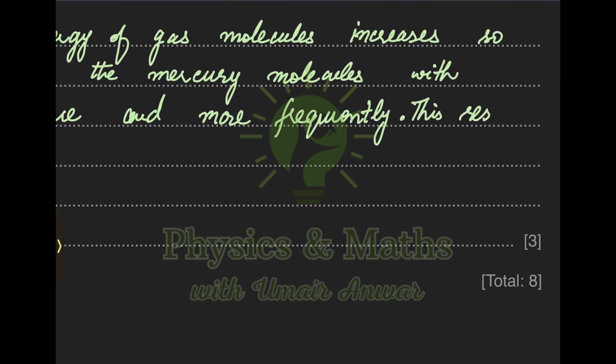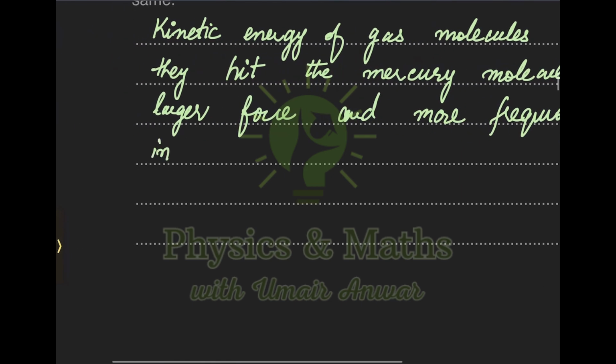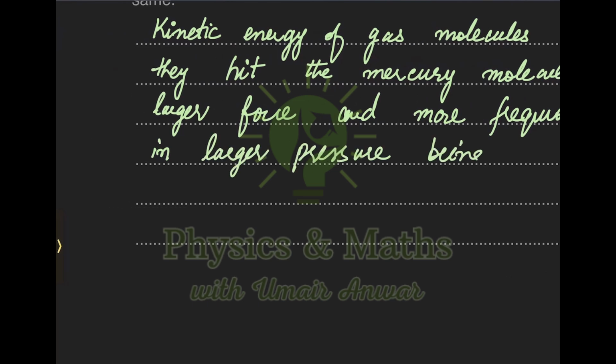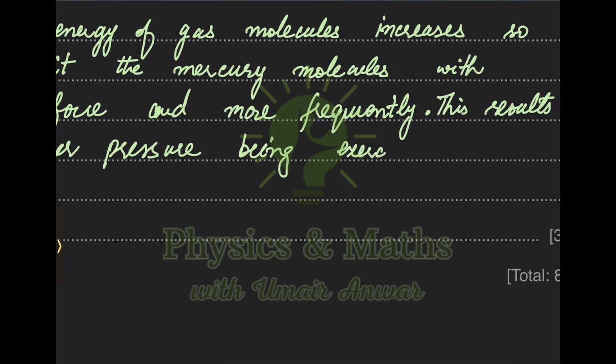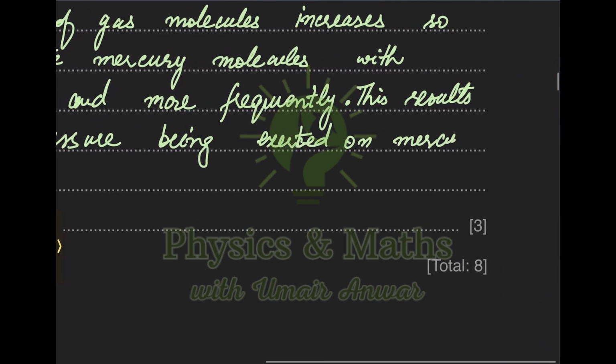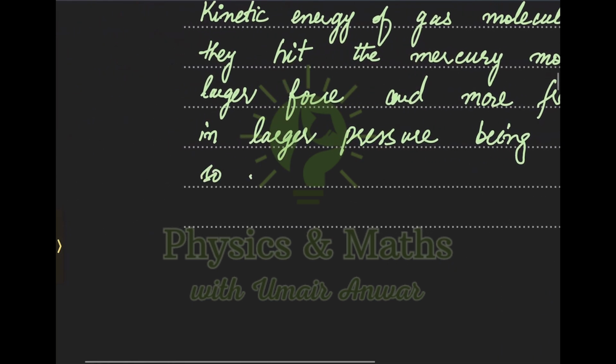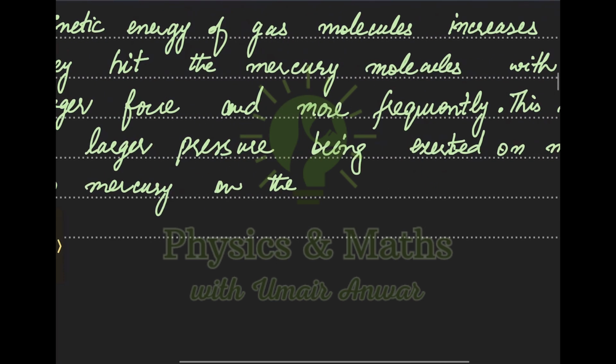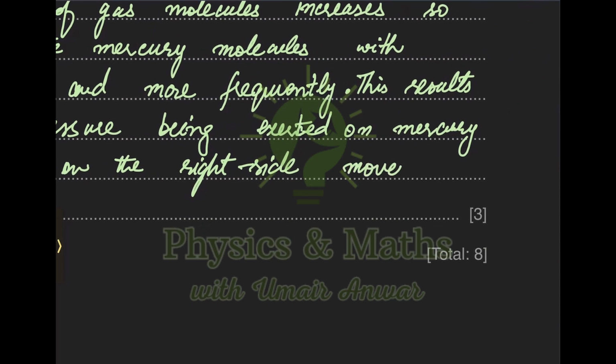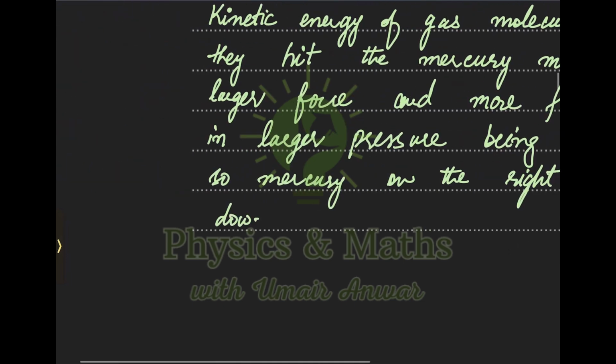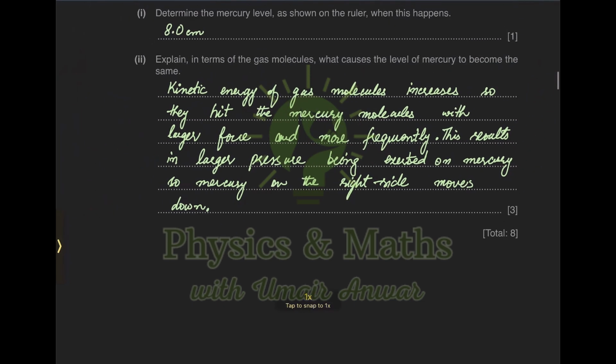This results in larger pressure being exerted on mercury. So that is why the mercury on the right hand side will move down. So the mercury on the right side of the tube moves down and the mercury on the left side will move upwards. So this is why the level of the mercury is changing on both sides of the tube. So the question ends here with this part.